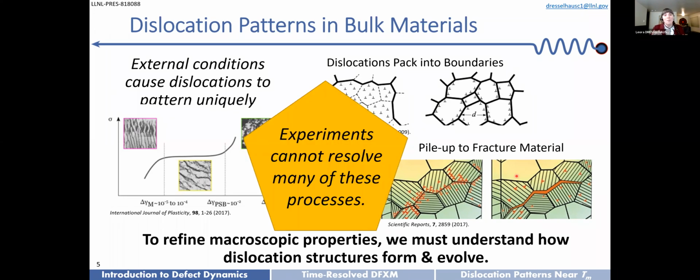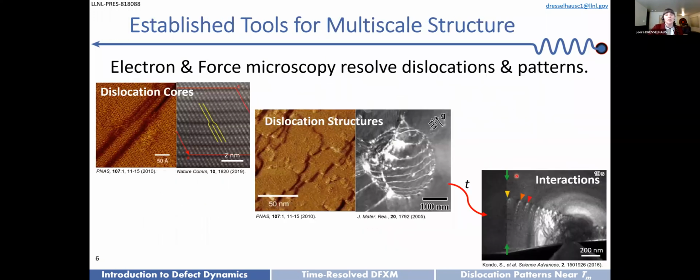However, many of these processes can't actually be measured by experiments presently. The most established and long-standing tools for characterization at the single dislocation level lie in electron and force microscopy that can resolve single dislocation cores at the atomic scale. Zooming out a little more, we can look at the dislocation line vectors and how they pack into a crystal at hundreds of nanometer length scales.